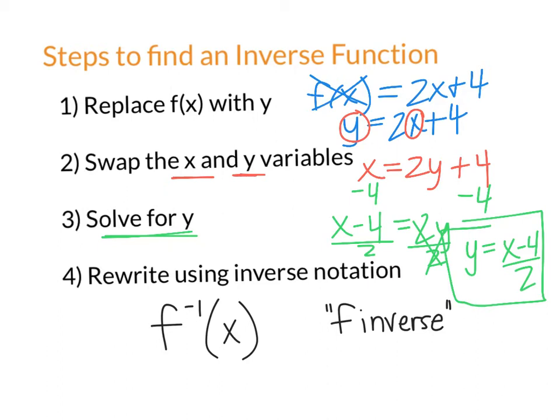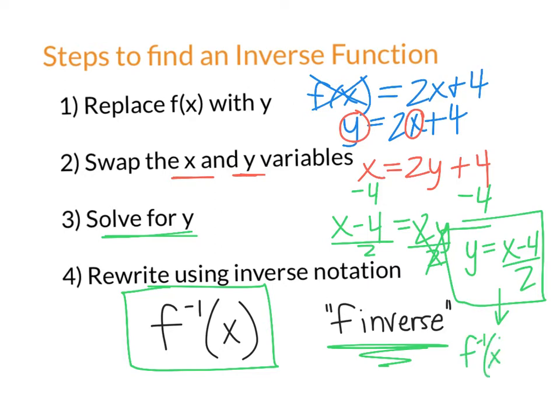Now, lastly, you would want to rewrite it using inverse notation. Again, this is inverse notation. This is how you say this. That's why I have these quotation marks. You actually read that as f inverse. Okay, so on this last step here, I would actually write my f inverse of x equals, and then I could put my (x minus 4) over 2. All right, so that is kind of a little trick to find the inverse function.